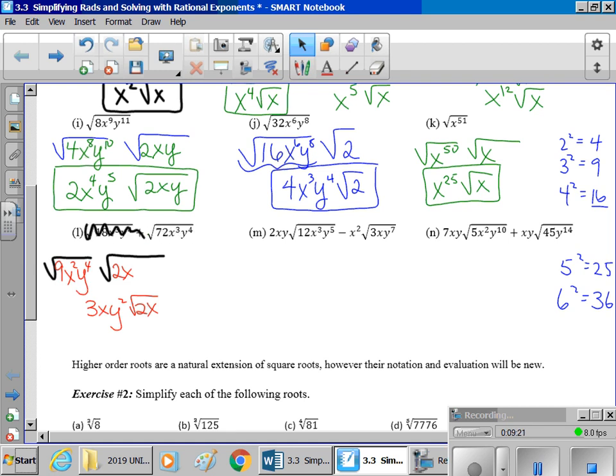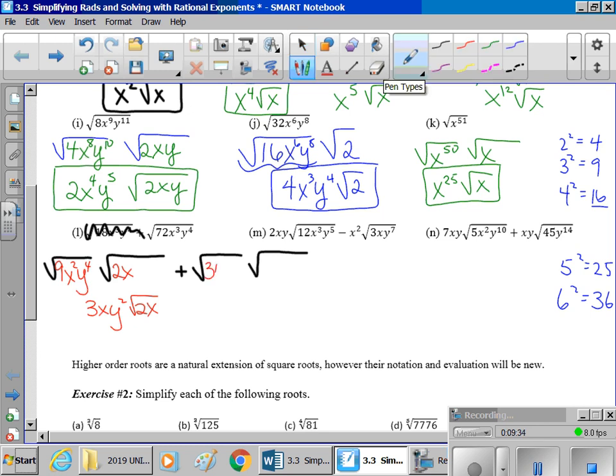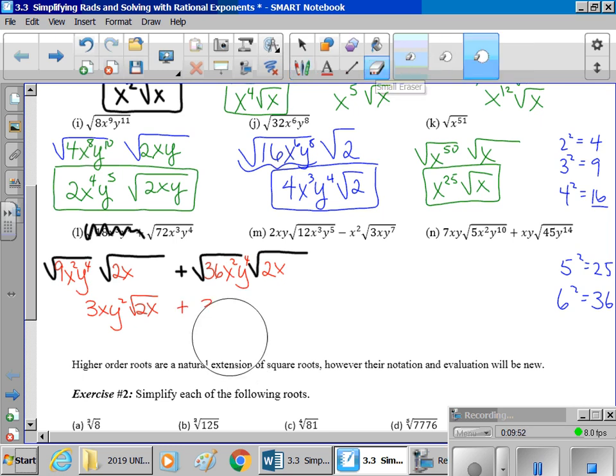So now we're going to forget about this one and look at this one over here. So we're adding these. Again, I'm going to go into M a little bit here. So 72 is going to be 36 times 2. If you're not sure what goes into it, divide it by 2, divide it by 3, things like that, and come up with a perfect square. X squared with an x left over, y to the 4th, with nothing left over. So you can see this comes out to be plus what? 6. Plus 6xy squared rad 2x.